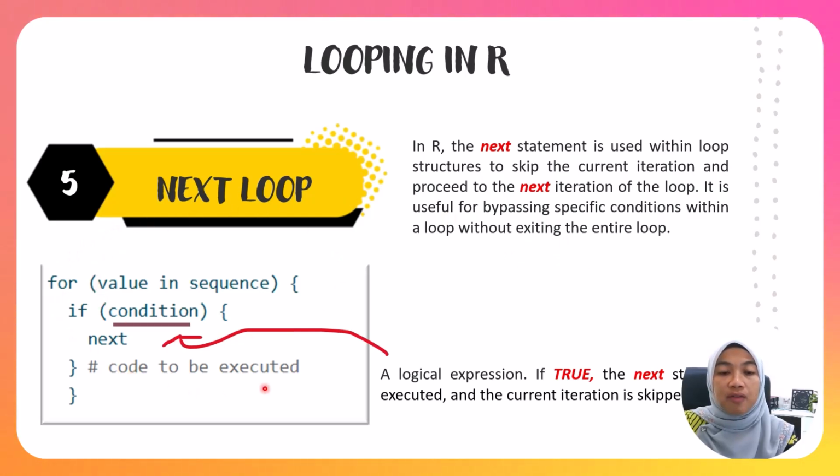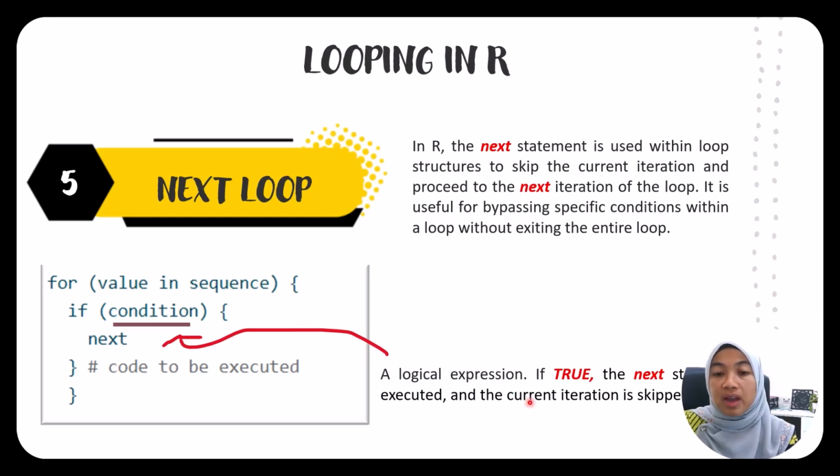Look at the left hand side here. The code for the next loop is: for, then value in sequence, the curly bracket, if and then the condition, the curly bracket and next, and also the two closing curly brackets. The condition here is a logical expression. If true, the next statement is executed and the current iteration is skipped. So this is the next loop.